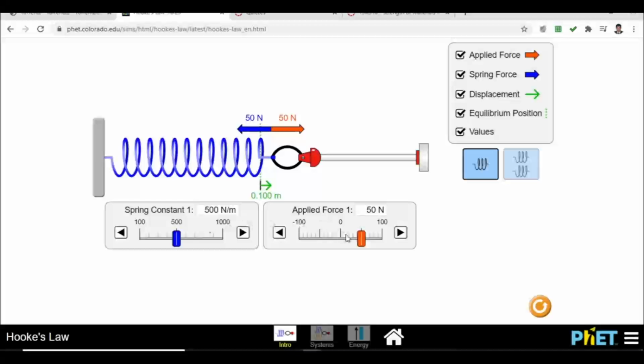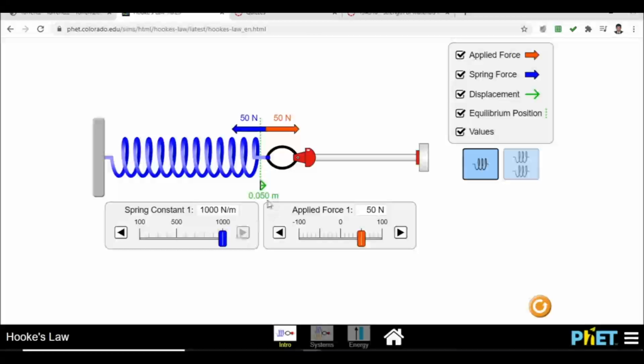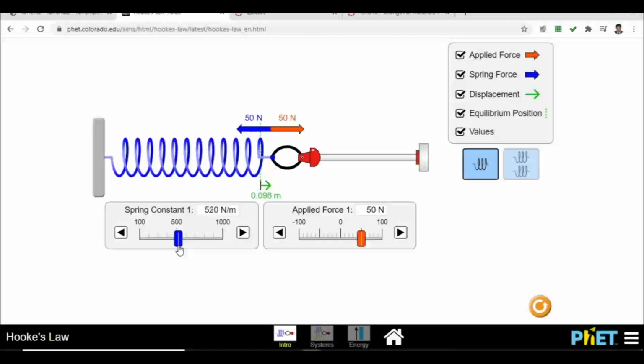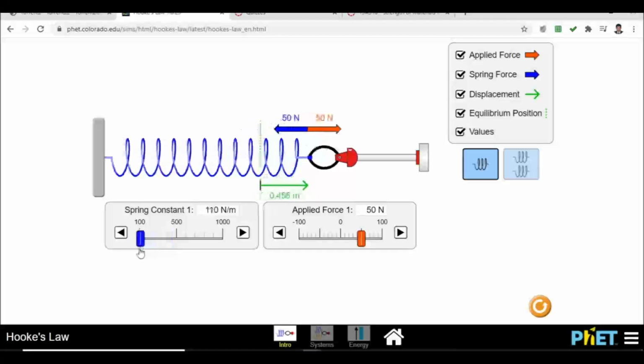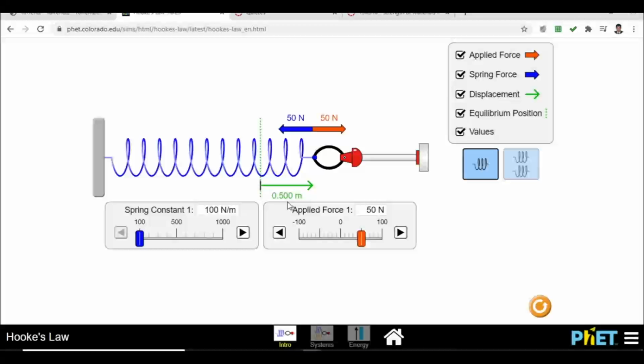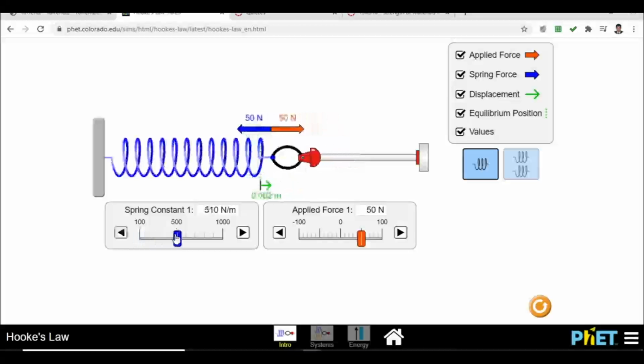Now, if I keep the force constant and if I increase the stiffness, the displacement will get reduced. As you can see, as I'm increasing the stiffness, the displacement gets reduced. At the same time, keeping the force constant, if I decrease the stiffness, the displacement will be more. So if I use a less stiff spring, the displacement will be more. If I use a stiffer spring, the displacement will be less.